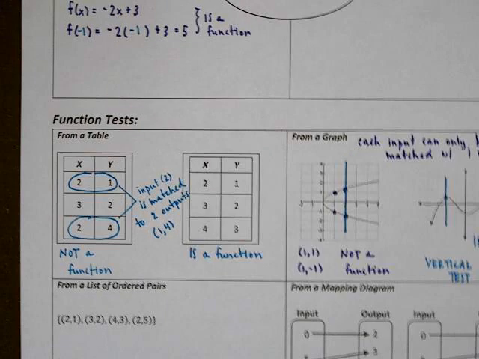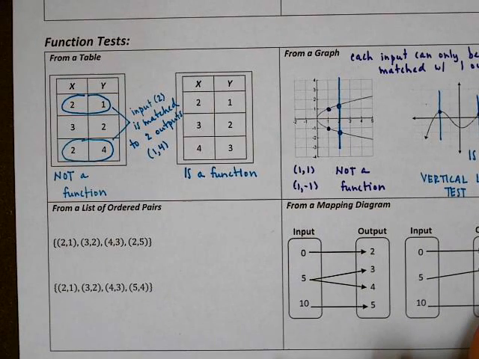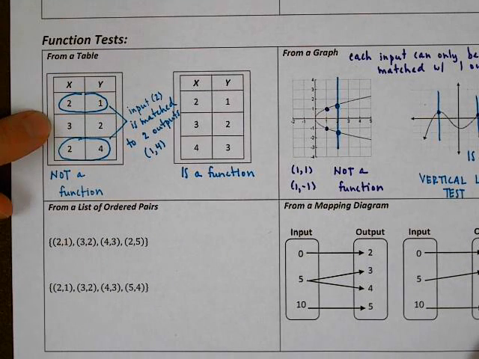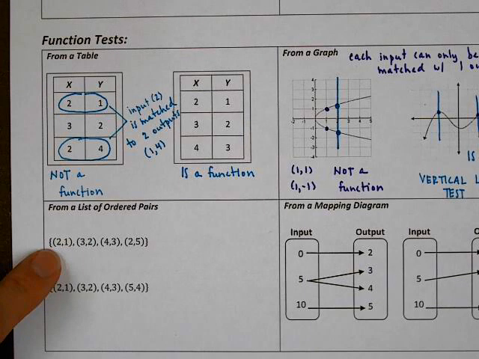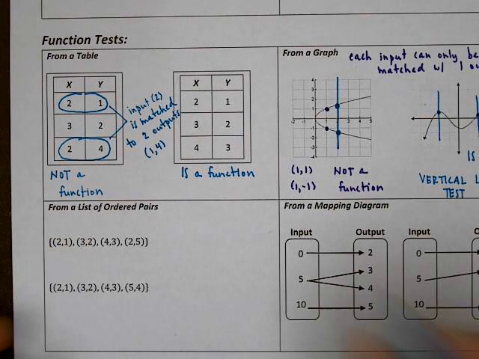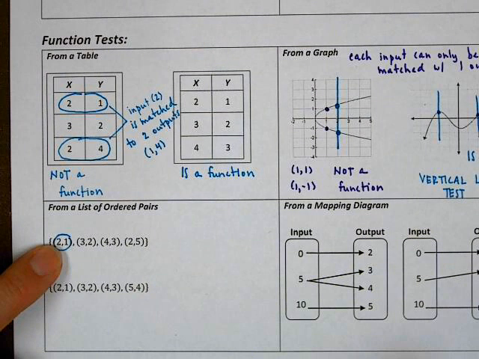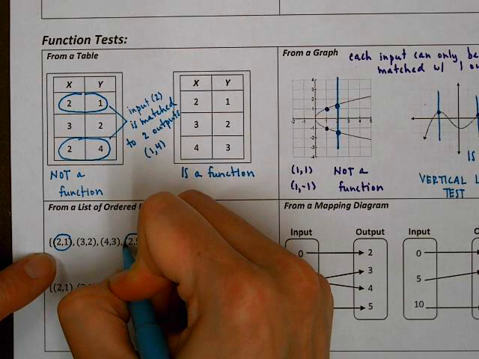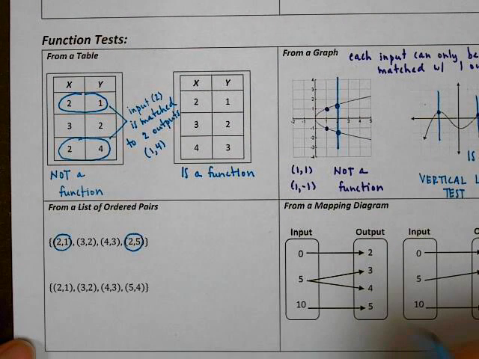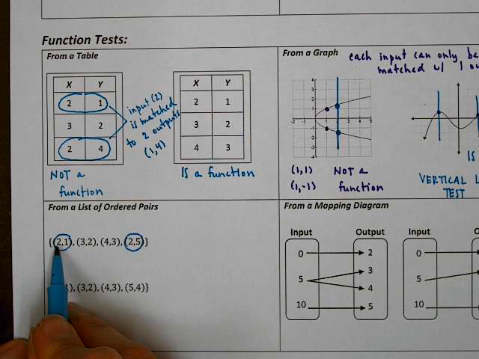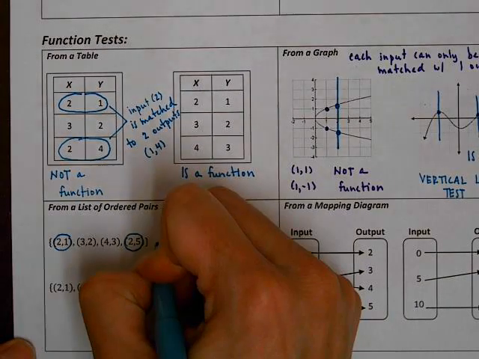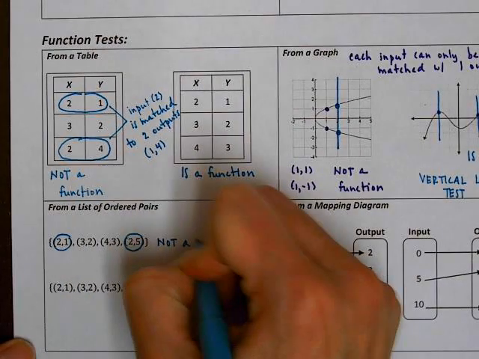All right. Now, another representation we might have is a list of ordered pairs. And this is going to be very much like the idea of looking at a table. I'm just looking to see, is there any x value that's matched with more than one y value? So if I look here, I notice in this case that 2 is matched with 1, but 2 also has an output of 5. Since the input 2 has two different outputs, we would say this is not a function.